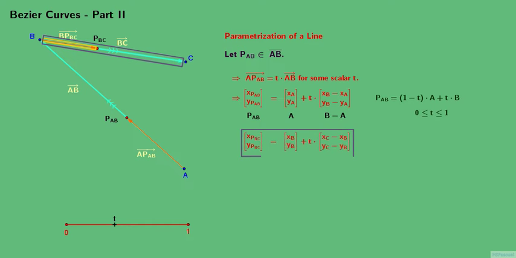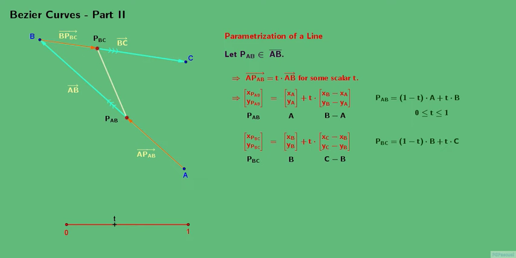Then we get an equation for P sub BC which is almost exactly the same as that for P sub AB. This corresponds to P sub BC, this to B, and this to C minus B. This leads to the equation for P sub BC. We will use P sub AB and P sub BC to obtain the eventual Bezier curve for A, B, and C.